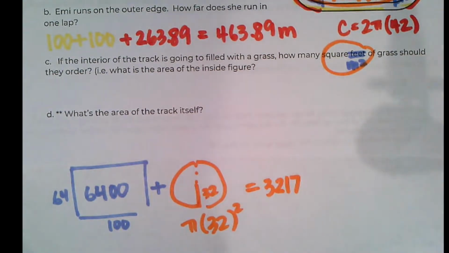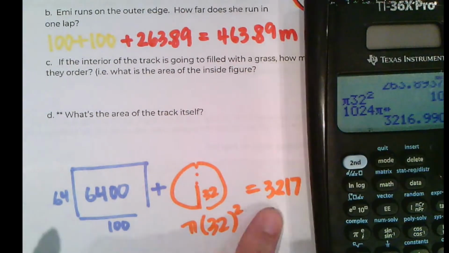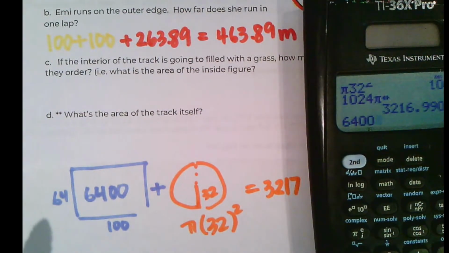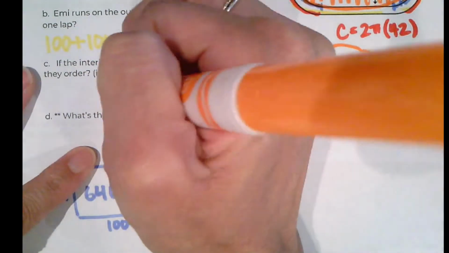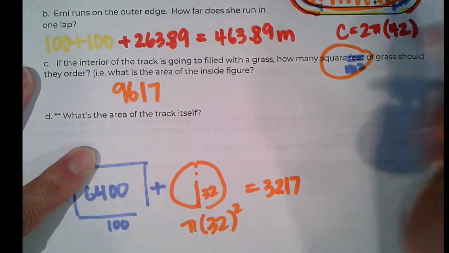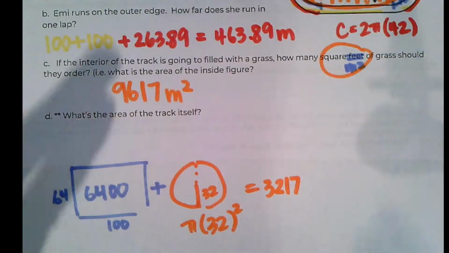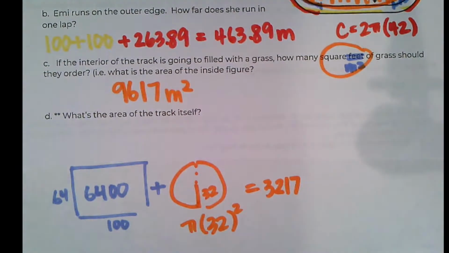It also makes sense if you've ever seen a track field, right? There's a whole lot of area in the actual football field section, and then there's very little in the little circles at the ends. So I do think that this makes sense. 6,400 plus 3217 is 9,617 square meters. Anybody who actually took the time to try to convert that to square feet, you're my hero. I'm sorry.